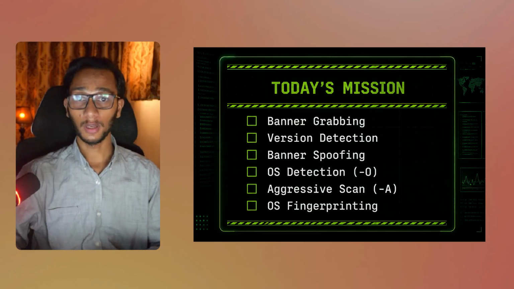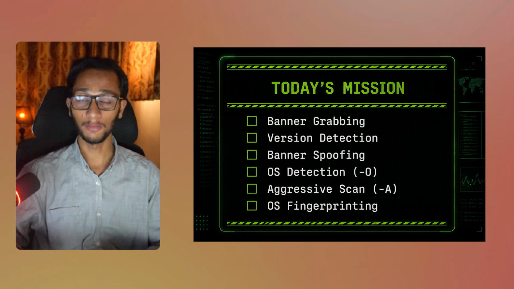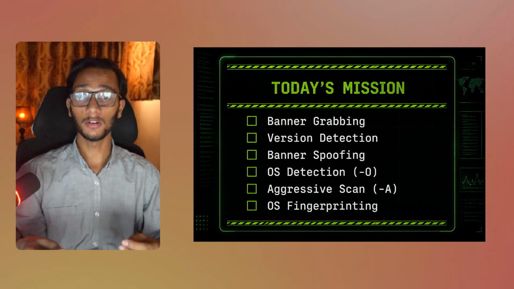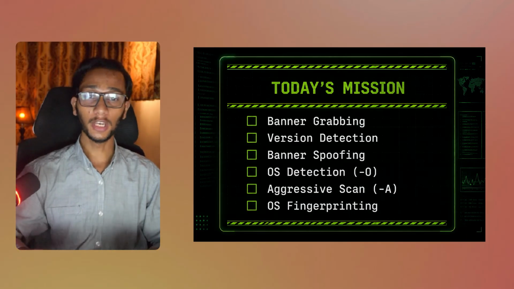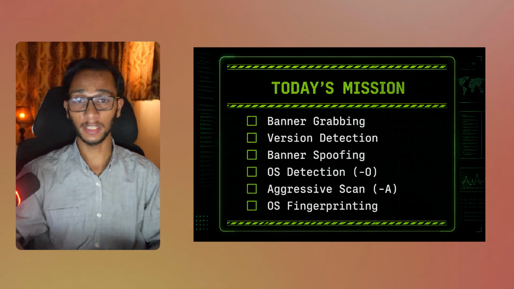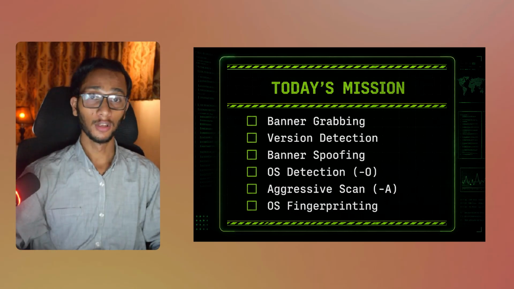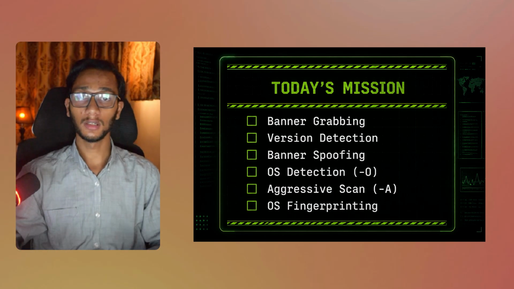Next, I'll be talking about how to identify a target's operating system using the -O flag. And lastly, I'll cover the operating system guess feature and the aggressive scan flag, so you can force Nmap to give its best estimate when a target is hiding. And now, without any further delay, let's get started.